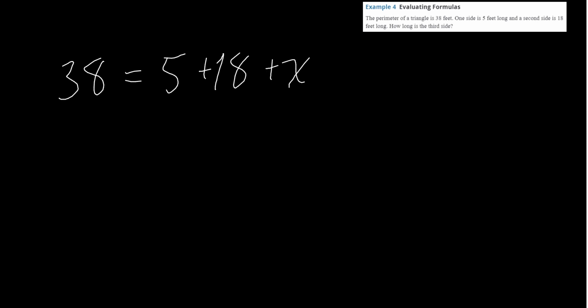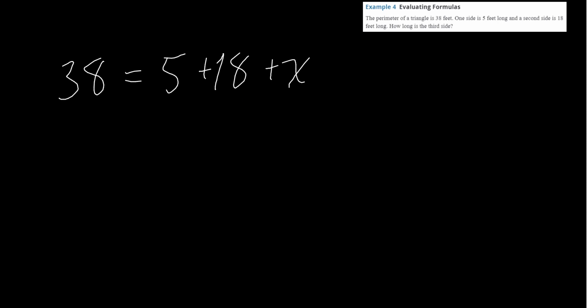Right? So 38 feet is the perimeter of a triangle, and again, it was A plus B plus C. One side is 5 feet long. The second side is 18 feet long. How long is the third side? Okay, so the third side, which we put as X. Well, we know that the left side is equal to 38, and we must equal 38 on the right side. We could do that kind of math in our head, but for the sake of it, let's go ahead and do this where we subtract numbers like we have done before.